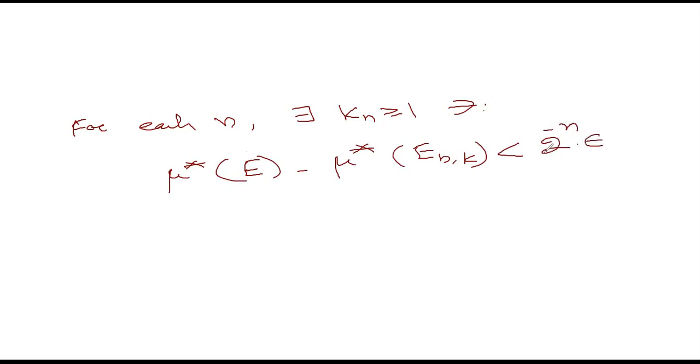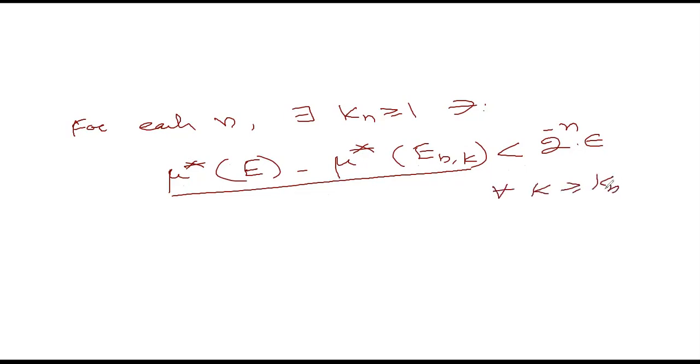This is my choice for epsilon, and I will explain why I have chosen it. Mu star of this, actually it would be a mod here, but since E_{n,k} is a subset of E, this is always a non-negative number, so we don't need a mod. So mu star of E minus this is less than epsilon for all k greater than or equal to k_n, where the limit is with respect to k.